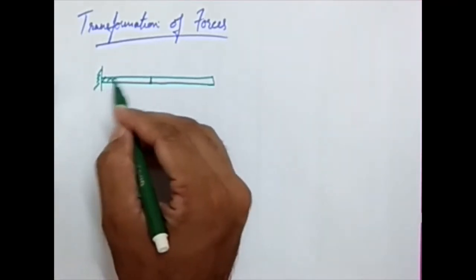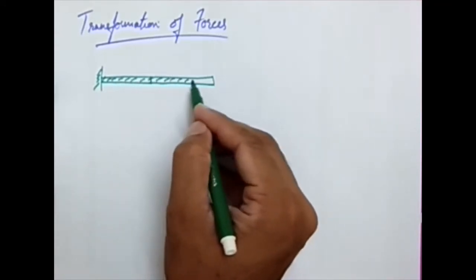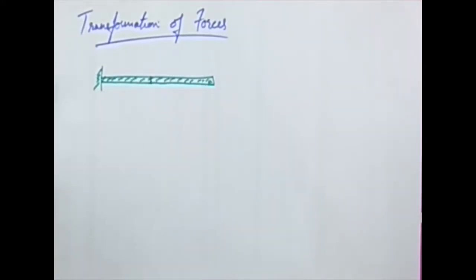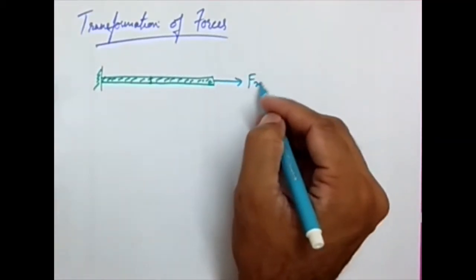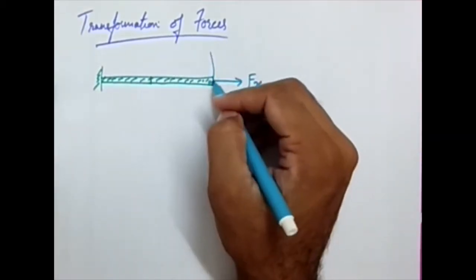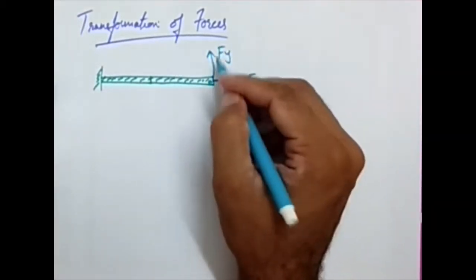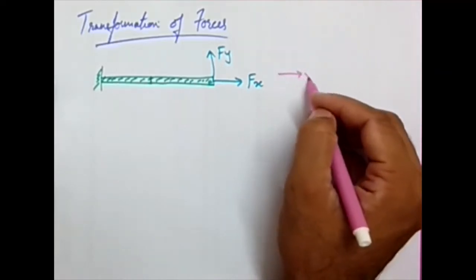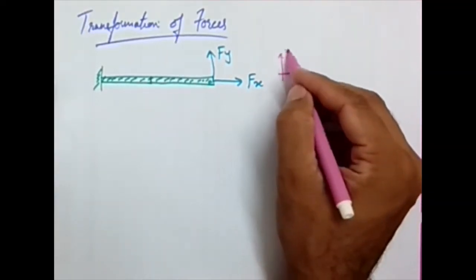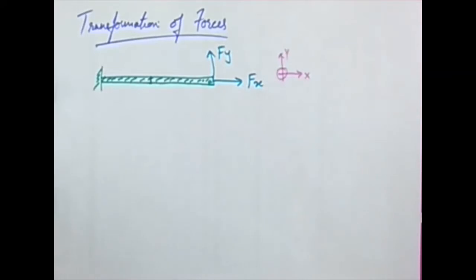This is the cantilever beam that I'm having, and it is subjected to some kind of loading. Let there be a load Fx in the x direction, Fy in the y direction at the free end. So that's the loading condition. I'm considering this as positive x, this as positive y, so that's a sign convention.